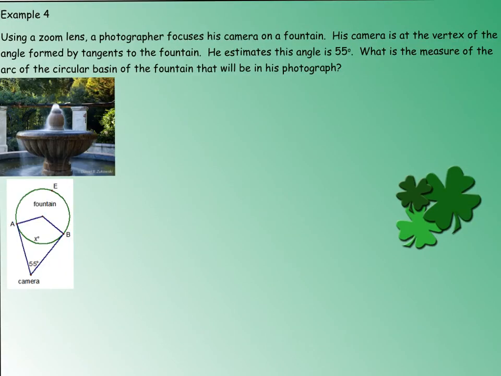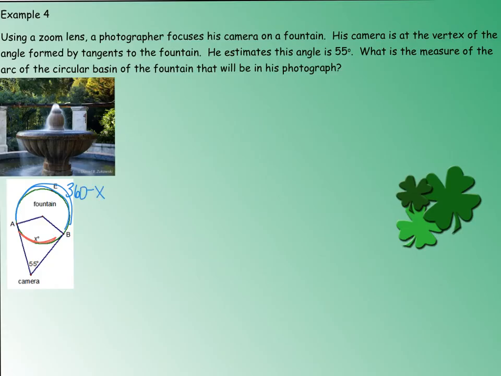In this last problem, we have a couple ways to look at it. It says, using a zoom lens, a photographer focuses his camera on a fountain. His camera is at the vertex of the angle formed by tangents to the fountain. He estimates this angle is 55 degrees. What is the measure of the arc of the circular basin of the fountain that will be in this photograph? Well, I have 2 different ways to look at this. I mentioned before that if we have tangents, the 2 pieces of arc together add up to 360. So if this bottom piece is x, then this top piece has to be 360 minus whatever x is.